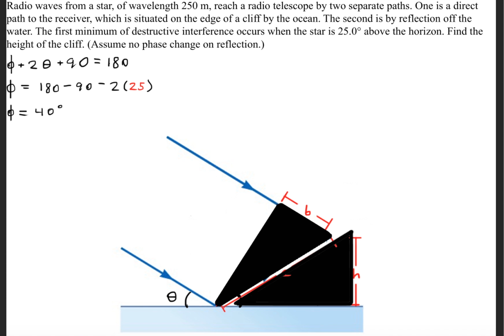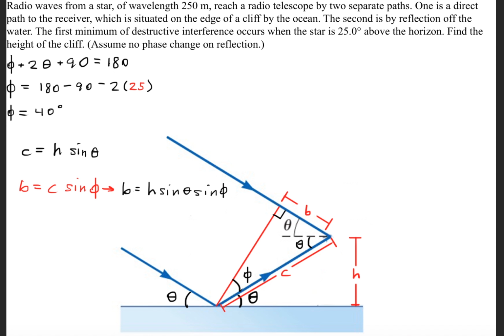The next thing I want us to do is focus our attention on these black triangles right here. What we're trying to do is solve for B and C. So using our trigonometry, we know that C is equal to H times sine theta, and we know that B is equal to C times sine of phi. What we're going to do next is take this right here and make a substitution for the C value right here so that we get B is equal to H times sine theta times sine of phi.